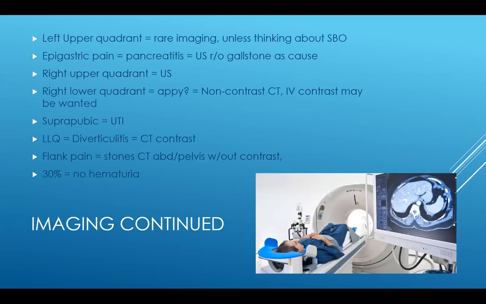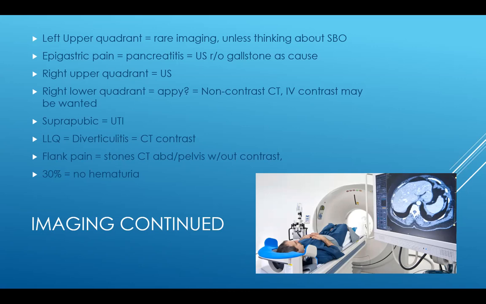Imaging by quadrant, really. So in the left upper quadrant, what are the things that it could be? Most likely a small bowel obstruction or some referral pain. Rarely we're going to need imaging here unless we're thinking about a small bowel obstruction, and then it's going to be a non-contrast CT or a contrast CT with PO contrast, which will show us where the small bowel obstruction is.